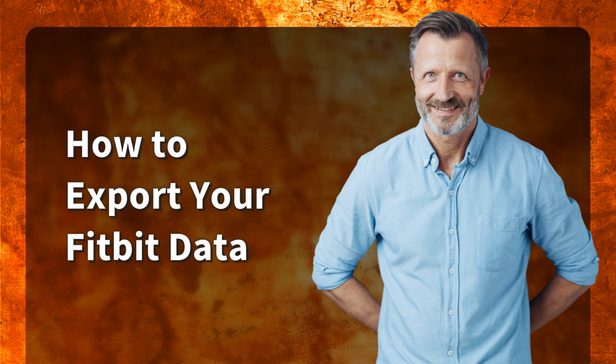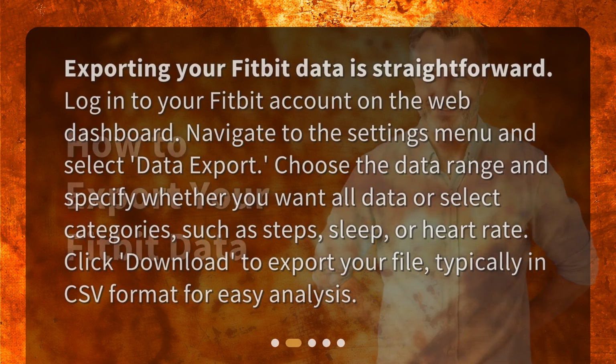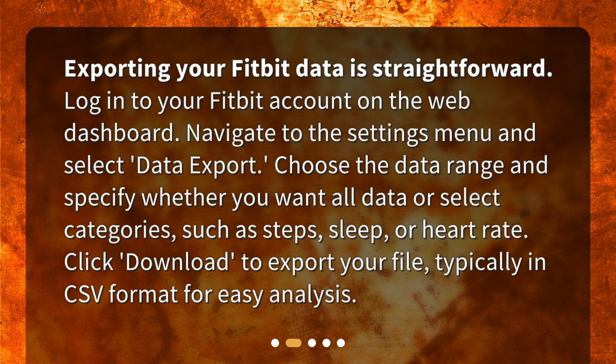How to export your Fitbit data. Exporting your Fitbit data is straightforward. Log into your Fitbit account on the web dashboard. Navigate to the Settings menu and select Data Export. Choose the data range and specify whether you want all data or select categories, such as steps, sleep, or heart rate. Click Download to export your file, typically in CSV format for easy analysis.